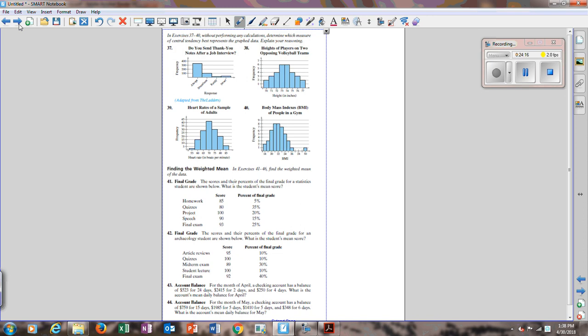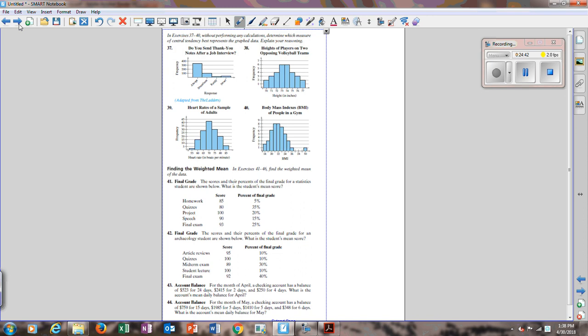Without performing any calculations, which measure of central tendency best represents the graphed data? So for this one, number 38, I would say it is either the median or the mean. The reason is because your graph is symmetrical. When it's symmetrical like that, it's usually going to be the mean.